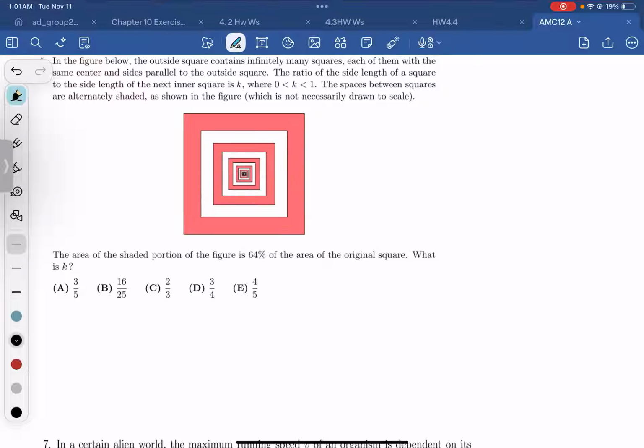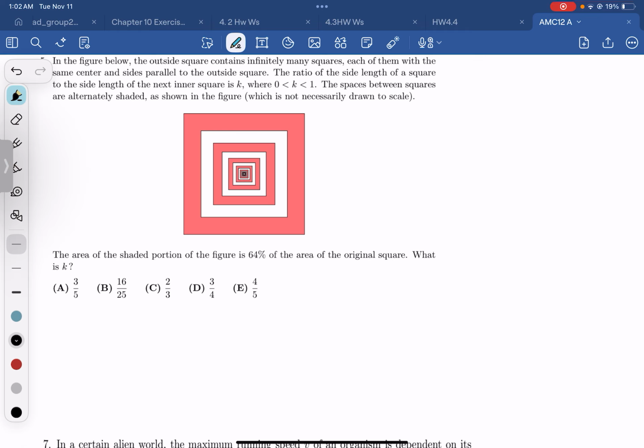Question 5, because I picked some random questions from the AMC 12 and I hope you guys better understand it. Question 5: in the figure below, the outside square contains infinitely many squares, each of them with the same center and sides parallel to the outside square. The ratio of the side length of the square to the side length of the next inner square is k, where k is greater than 0 and less than 1. The spaces between squares are alternately shaded as shown in the figure. The area of the shaded portion of the figure is 64% of the area of the original square. What is the value of k?